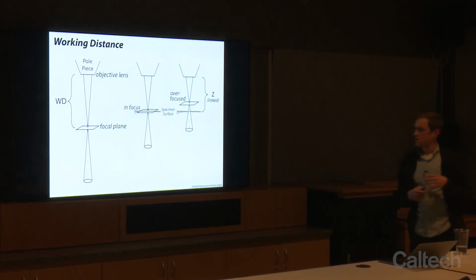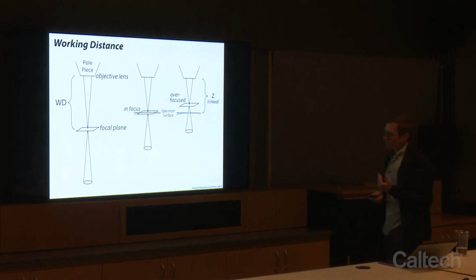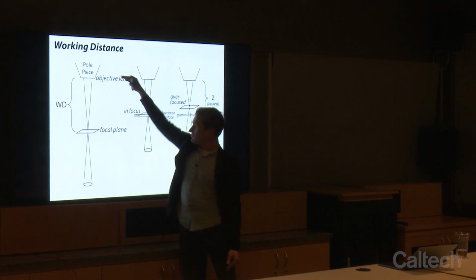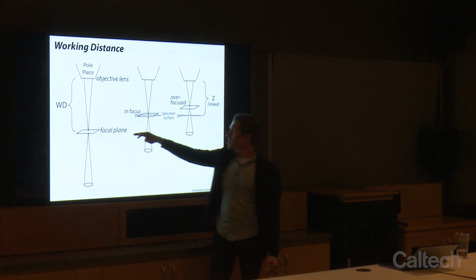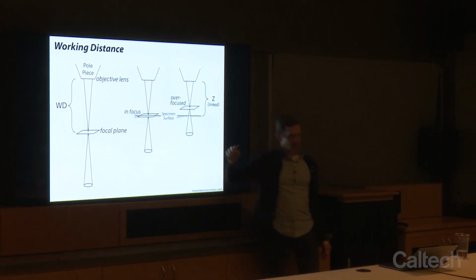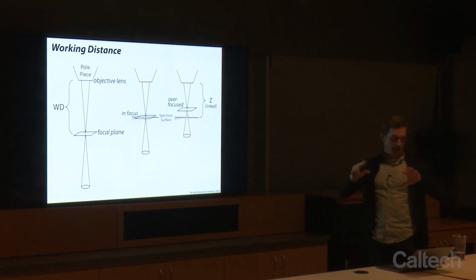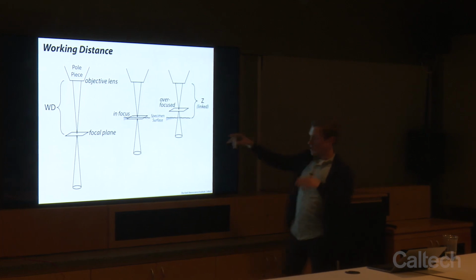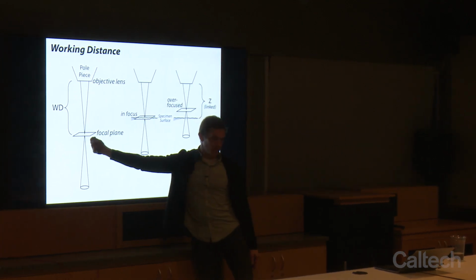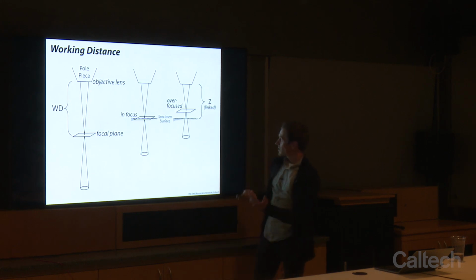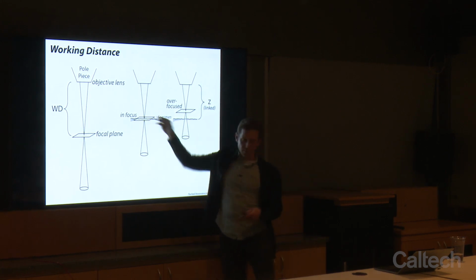All right, so now we can talk about working distance. This is literally the distance from the objective lens to wherever the focal plane is. And so as we change the strength of that lens by changing how much current we flow through that current loop, we're changing the magnetic field, and therefore changing where this beam crosses over as a crossover point or a focal point.